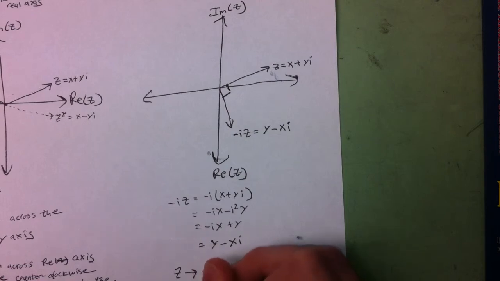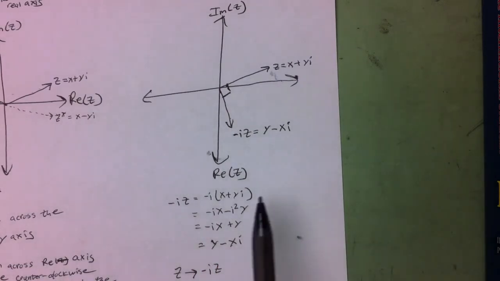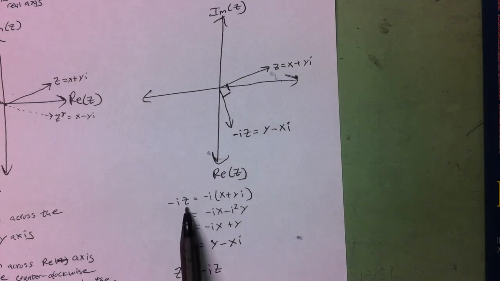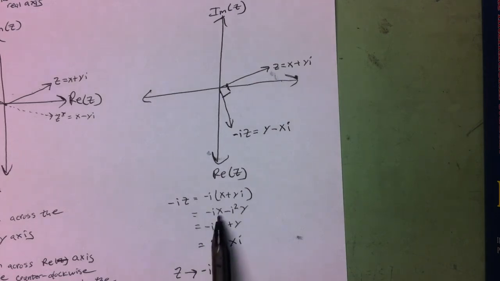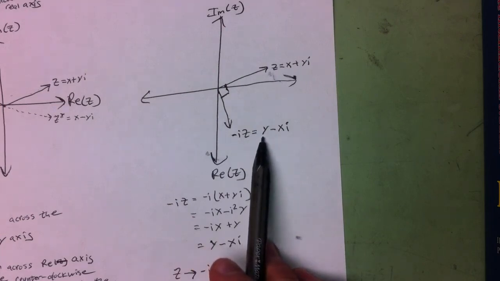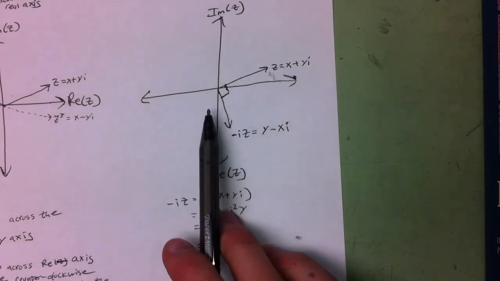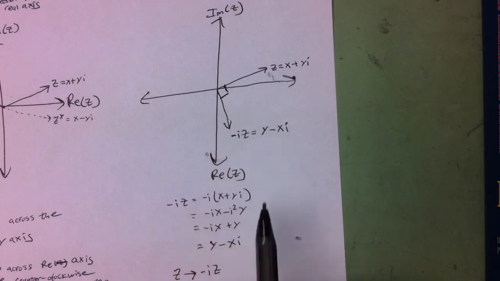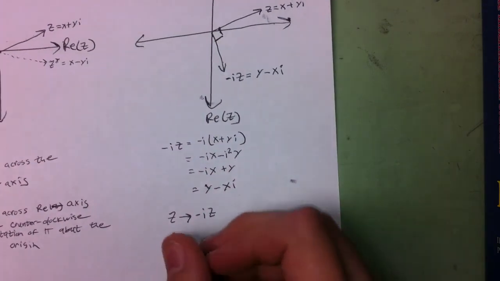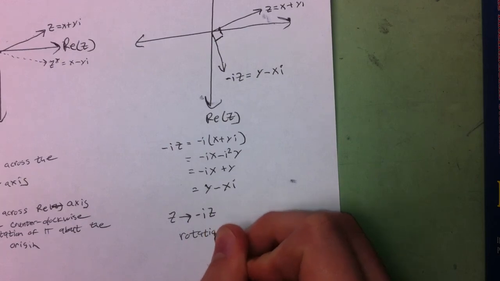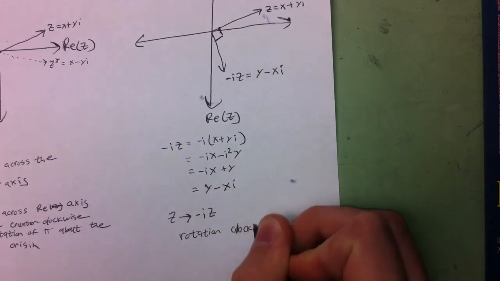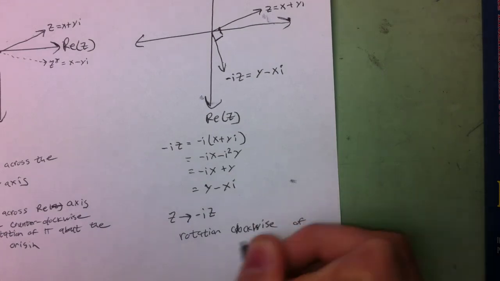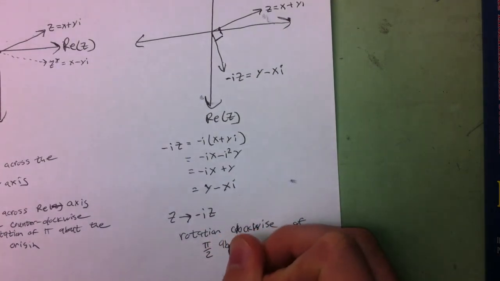And for this final one, we have z going to negative iz. And so for this one, I showed my work here. If you take negative i and multiply it by z, you get negative ix minus i squared y, which is negative ix plus y, which is y minus xi. And I've drawn that here. And what you can see from looking at it is that this is a 90-degree angle. So this is going to be a rotation clockwise of pi halves about the origin.